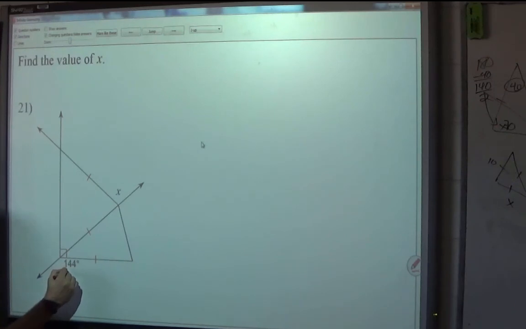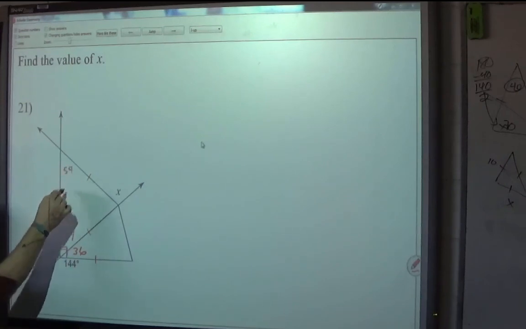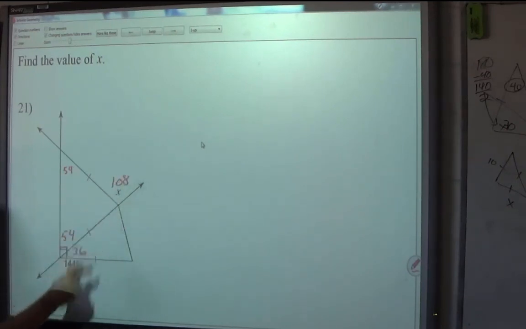If that one's 44, this one is 36. If this is a right angle and this one is 36, then this one has to be 54. If that one's 54, then this one has to be 54 by the base angle theorem. This is an exterior angle. These two add up to 108, and I'm done. That is not the only way that you could get it, but that's the fastest way. We like things to be fast and accurate.